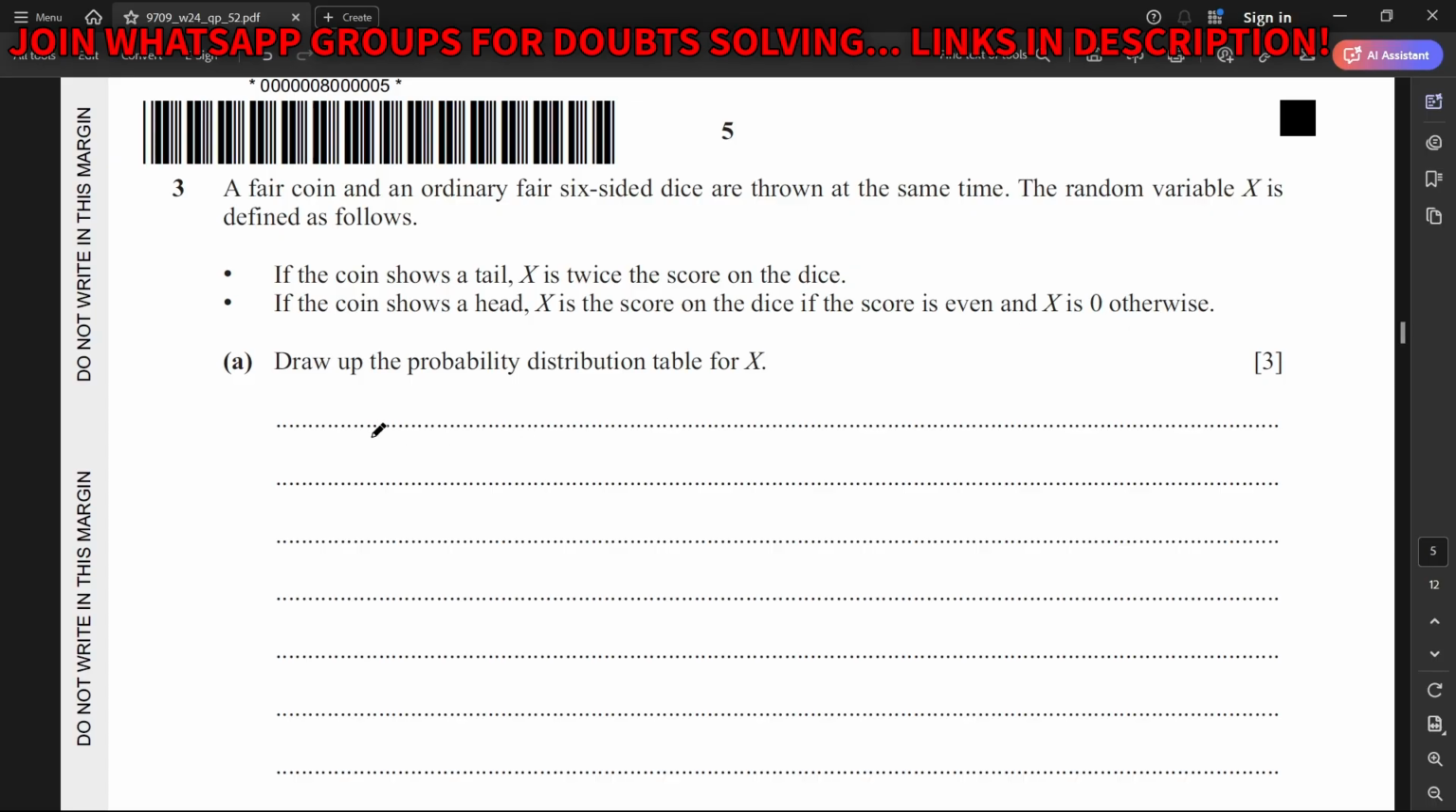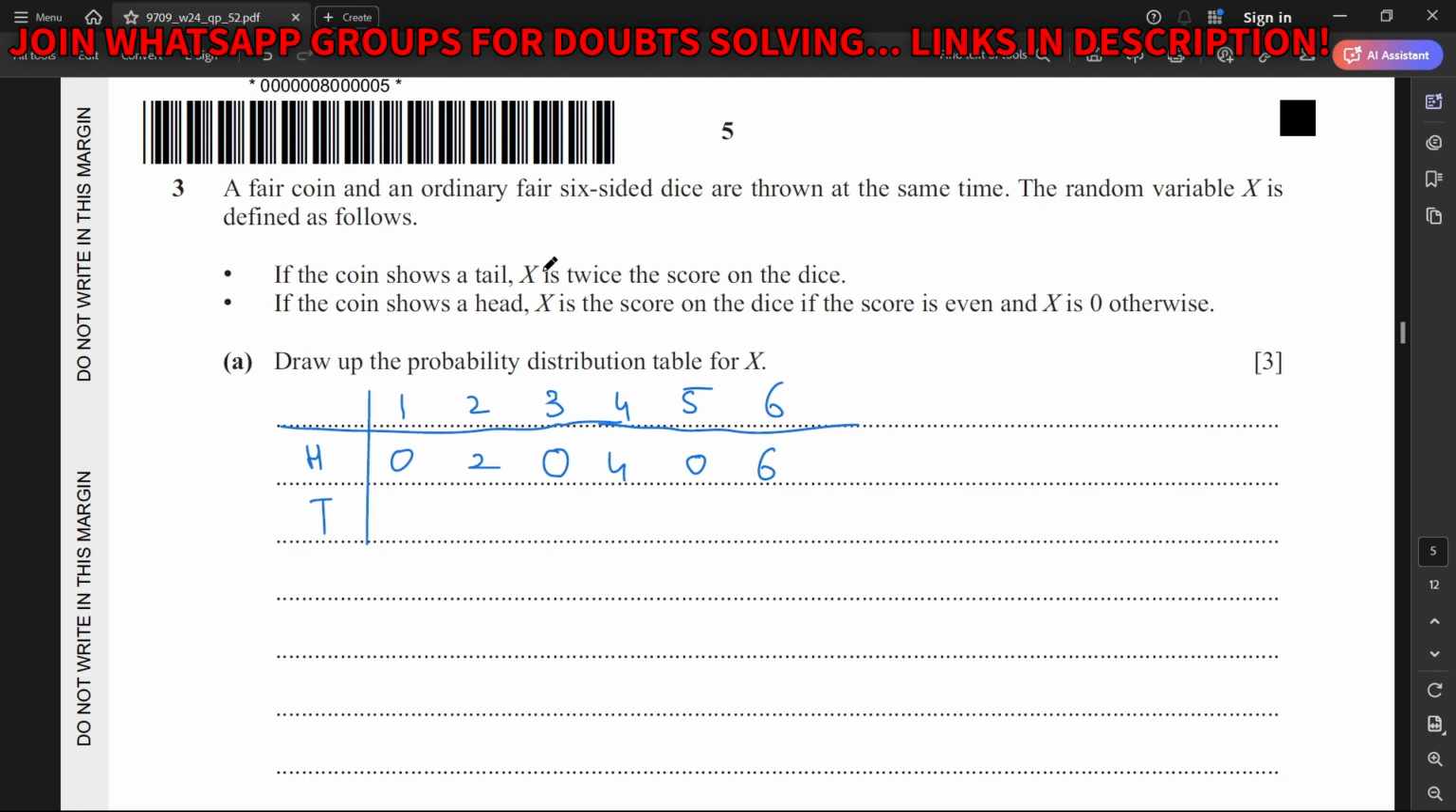So I can just draw a quick probability space diagram. It's going to be something like this, where my score on the dice could be 1, 2, 3, 4, 5, 6. And on the coin, I can have a head or a tail. So if the coin shows head, for the even number, the score is as it is. For everywhere else, x is 0. So 0, 0, 0 because they are not even: 1, 3 and 5. And for 2, 4, 6, it's going to be exactly as it is: 2, 4 and 6.